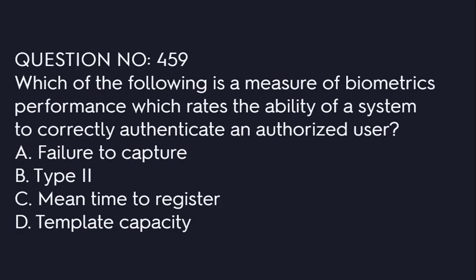Question no. 459. Which of the following is a measure of biometrics performance which rates the ability of a system to correctly authenticate an authorized user? A. Failure to capture. B. Type 2. C. Mean time to register. D. Template capacity.